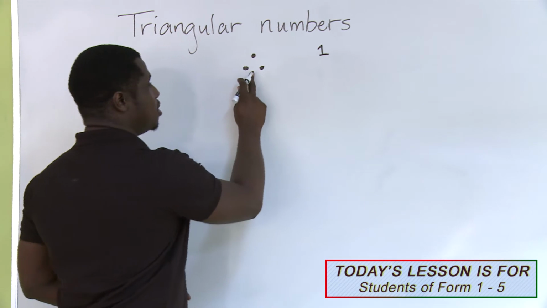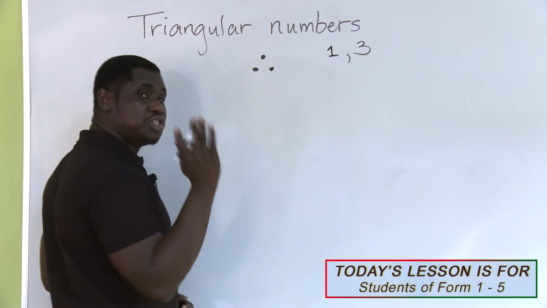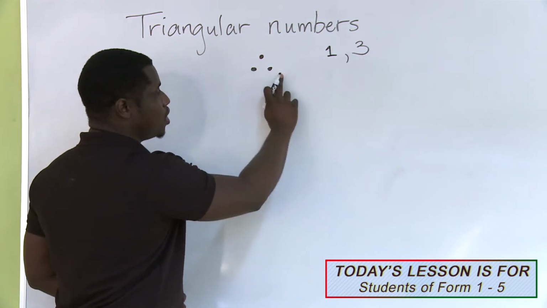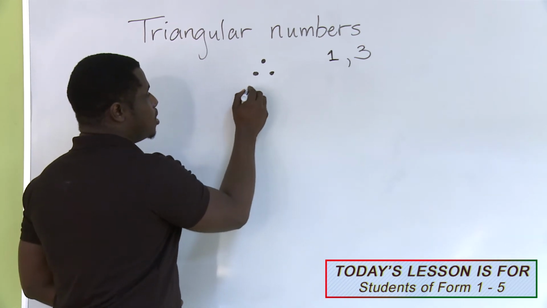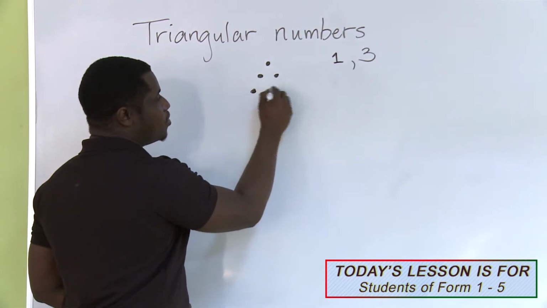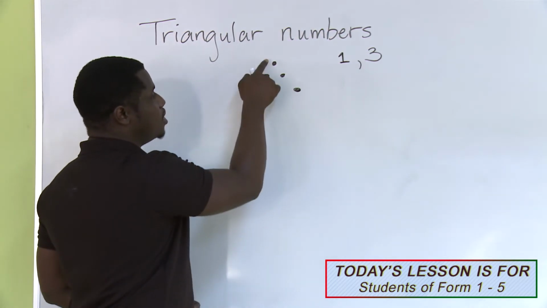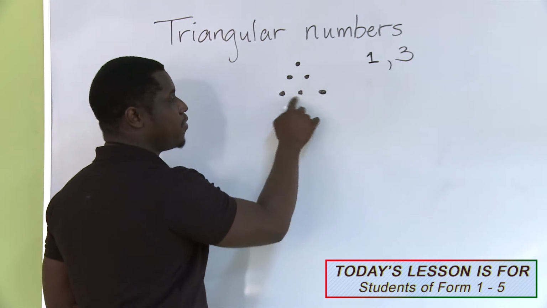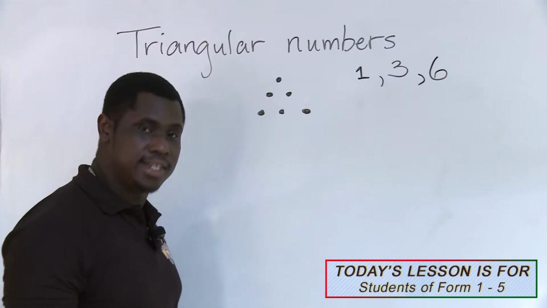So the second triangular number we identify to be 3. And a check for you is to ensure I have 2 dots on this side, 2 dots on this side, and 2 dots on this side as well. The next triangular number, I'm now going to add 3 dots. So the third triangular number is, how many dots do I have? I have 1, 2, 3, 4, 5, 6 dots. So the third triangular number is 6.